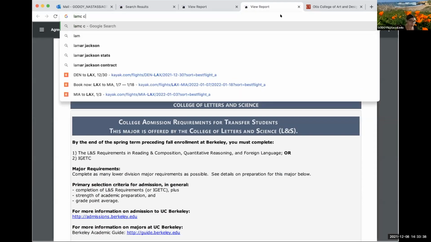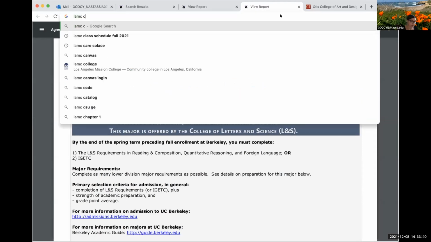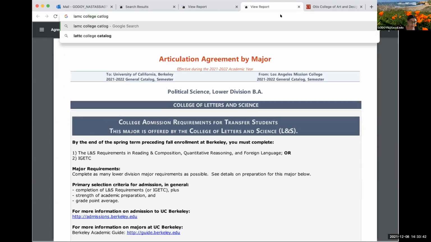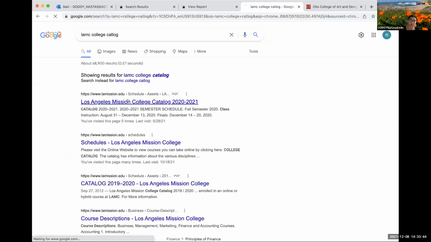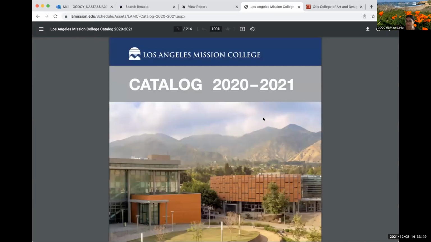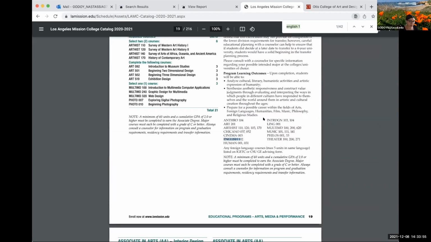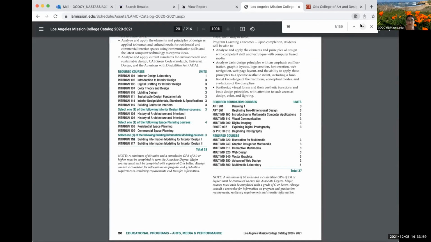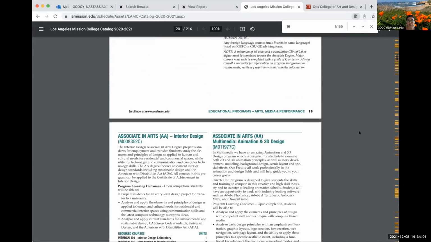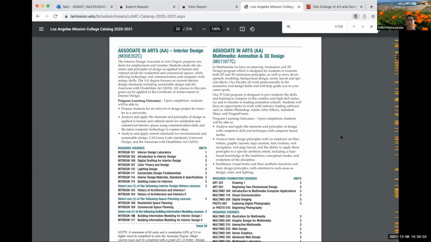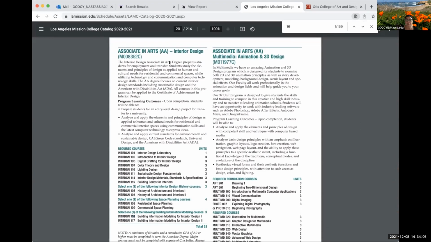So if I go to college catalog, I know that the list of majors starts on page 16 and it's alphabetical. So I can press Command F and put in the page number so that I can go straight to it. So for example, say I wanted to get an associate in arts in interior design. This is how I would look at it.